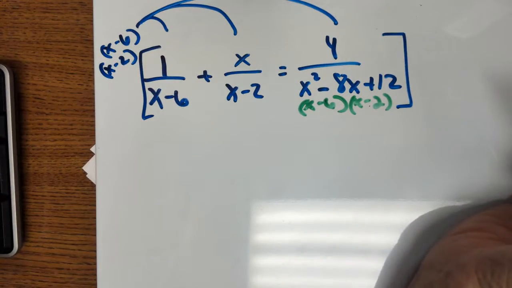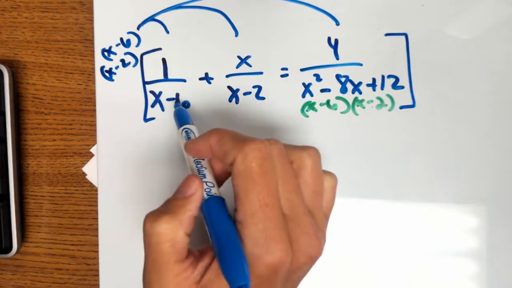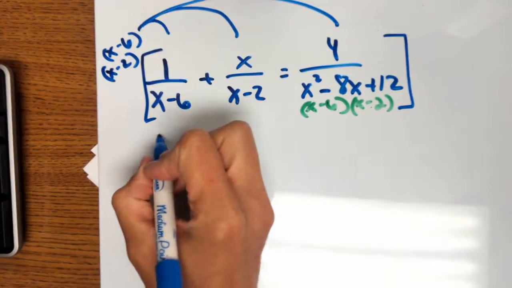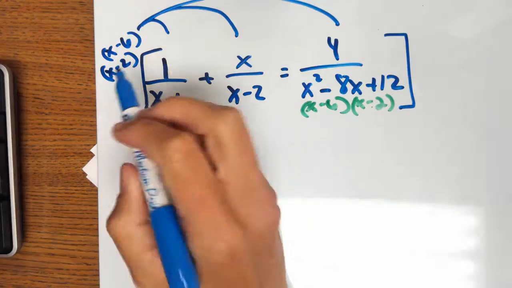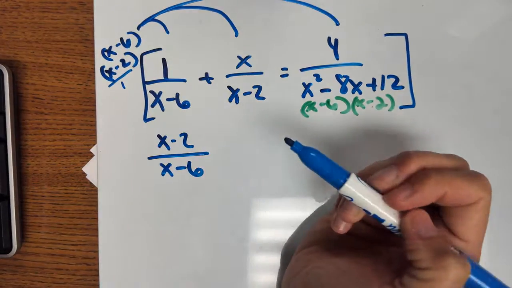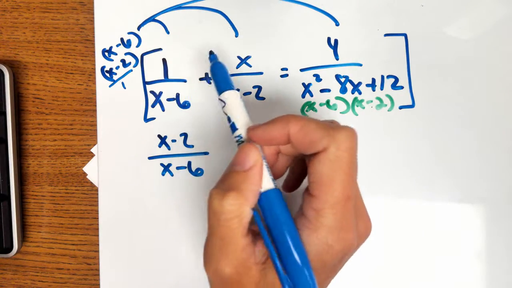And when we do that, things will cancel at each one. So when we push on both of the first, the x minus 6's will cancel. So that's going to leave x minus 2 on the top, x minus 6 on the bottom. Because remember, these are like x minus 2 over 1. So it's that times that, bottom times bottom. So keep that in mind.